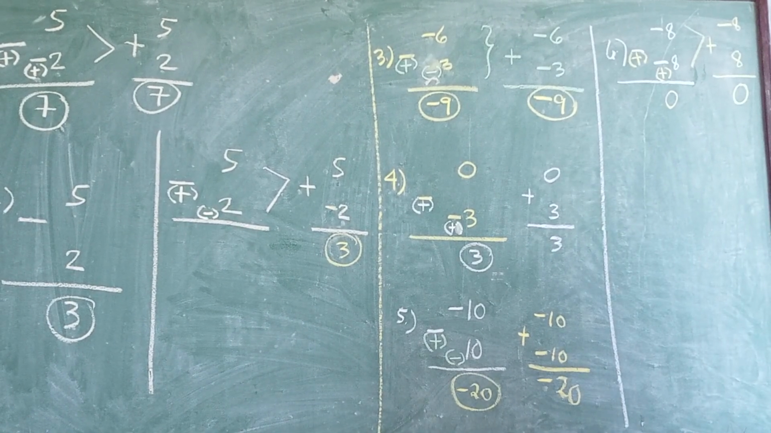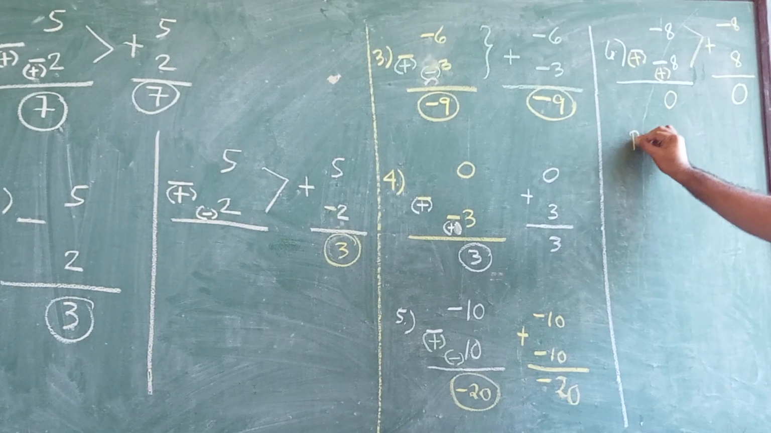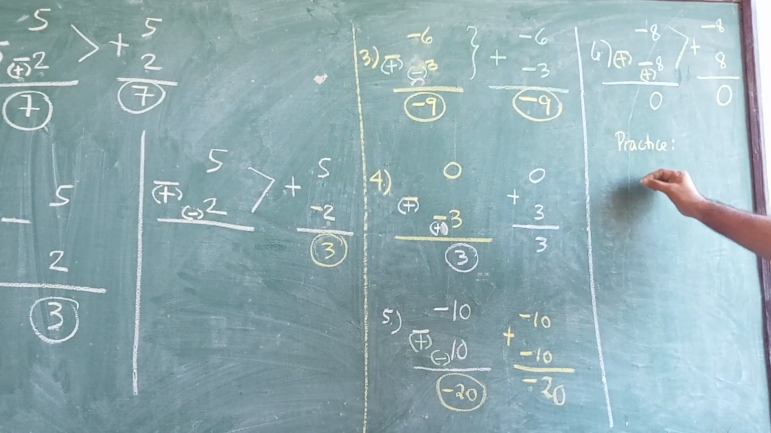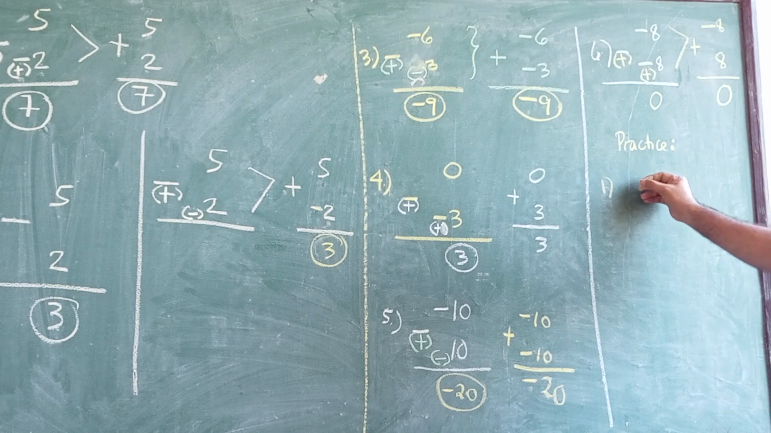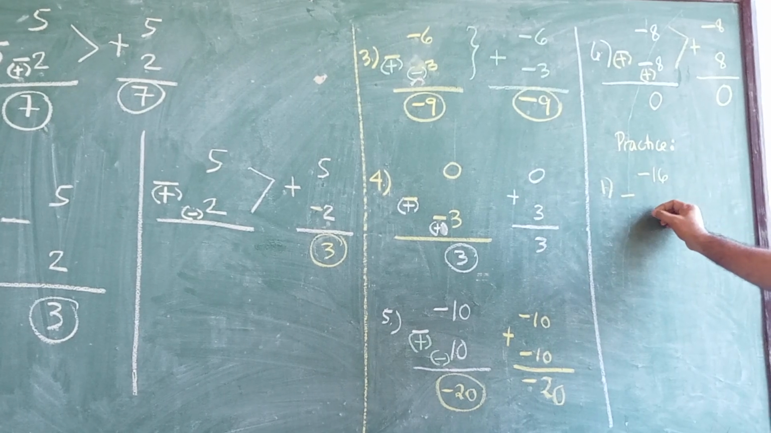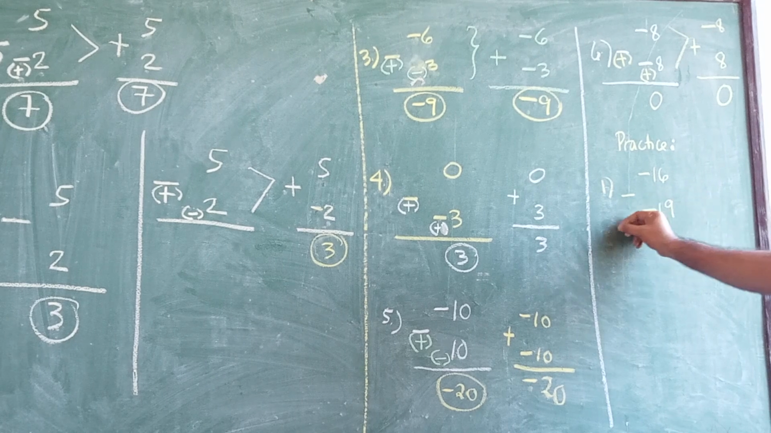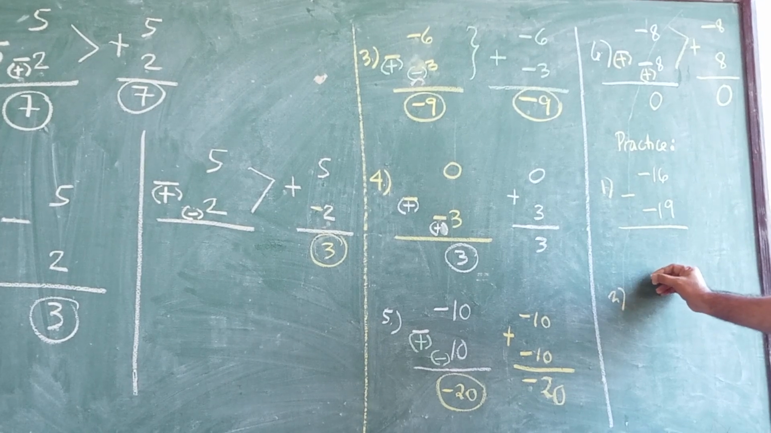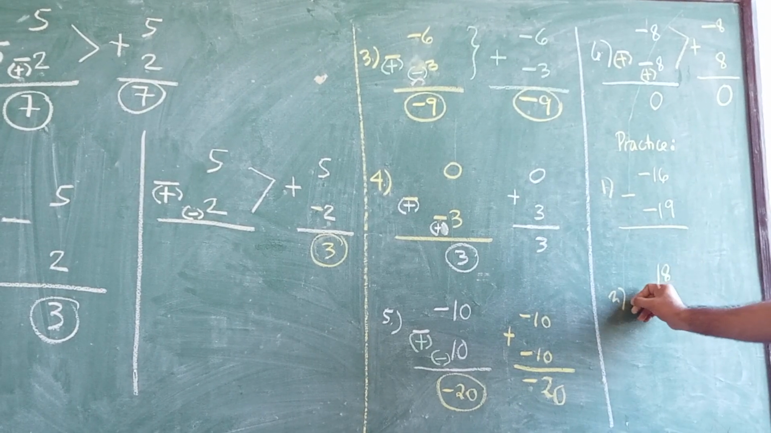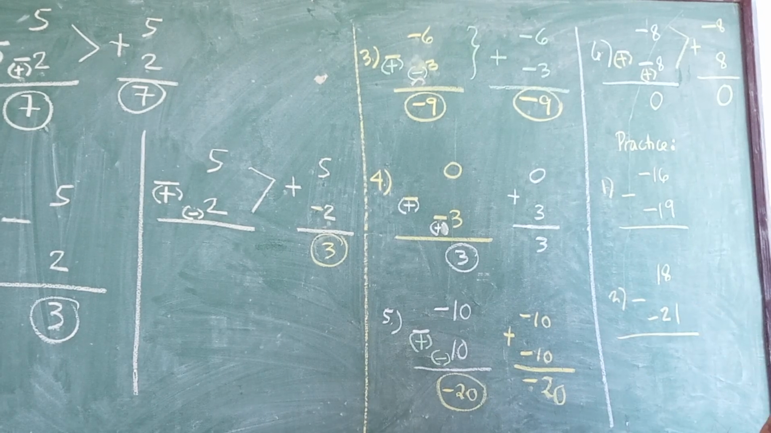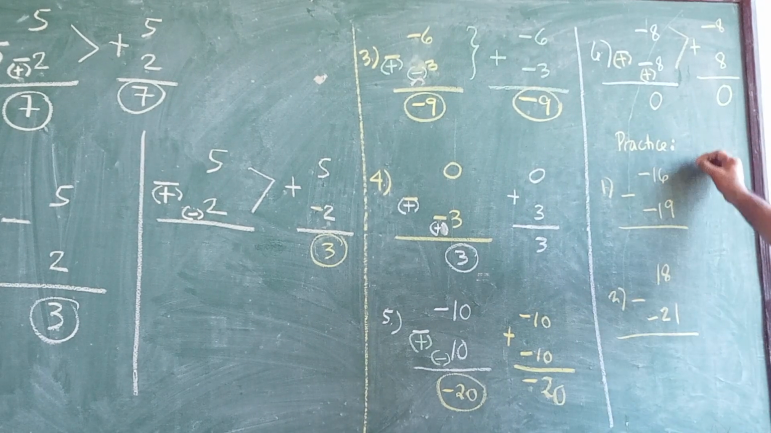Okay, so that's it. For you to master this, practice, try to answer these, and you can even comment your answer if you think you got the correct one. Let me say, for example, you have negative 60 minus negative 19. What is the answer? And then we have positive 80 minus negative 21.